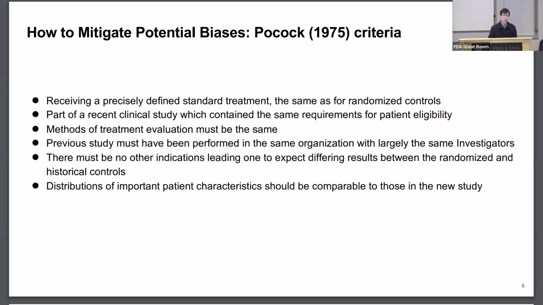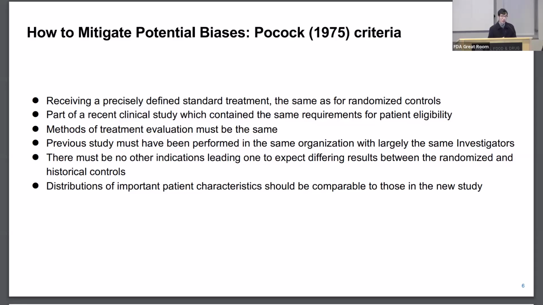Some important thinking goes into how to mitigate potential biases, to understand the Pocock criteria, which was developed many years ago. Receiving a precisely defined standard treatment, the same as randomized controls, is one important factor. Being part of a recent clinical study which contained the same requirements for patient eligibility is another one. Methods of treatment evaluation should be the same.